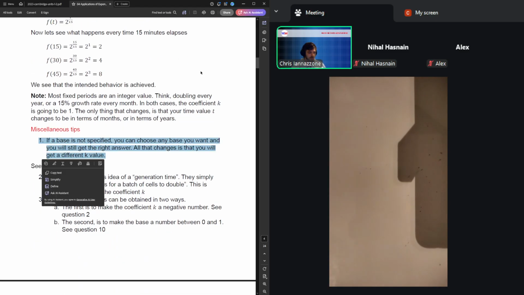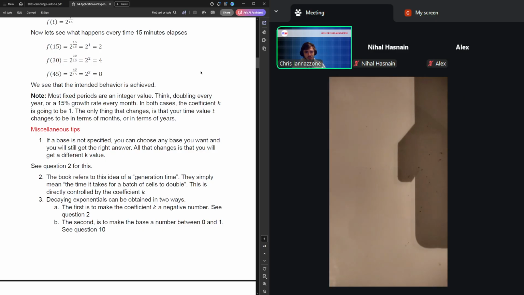All that said, basically, if you aren't told anything about growth rate, if there's nothing that you could reasonably determine your base to be, just choose whatever base you want. Base 2, base 10, base E, doesn't really matter. All that will change is the k value, and the question will be worded in such a way where if they care about a specific k or they care about a specific base, they'll put the information in there to force you to use it.